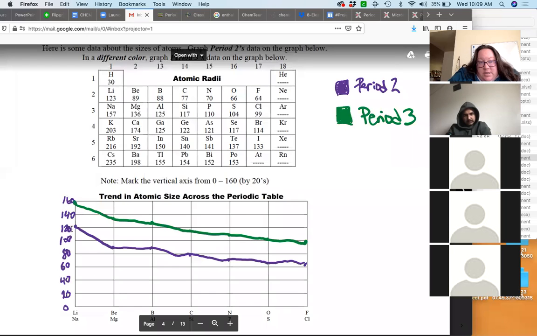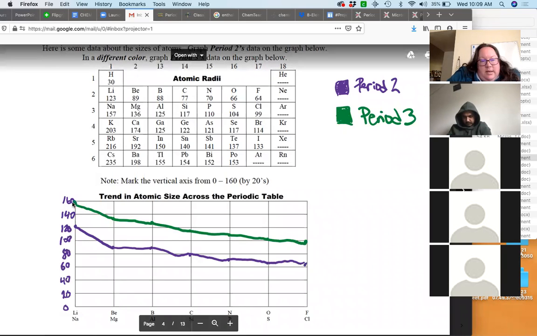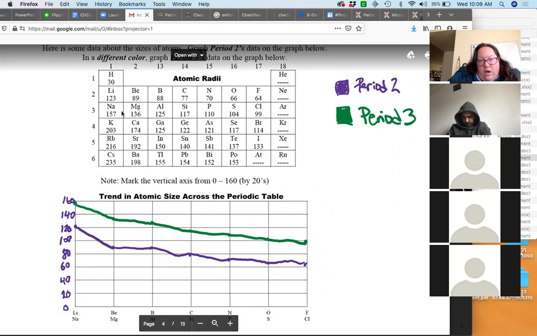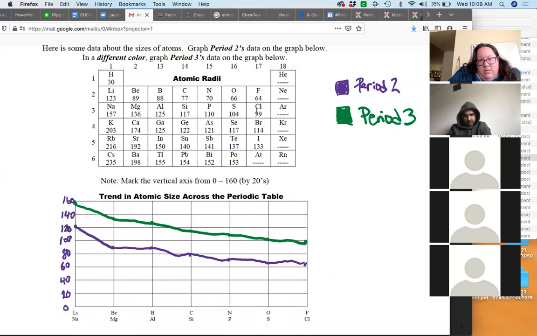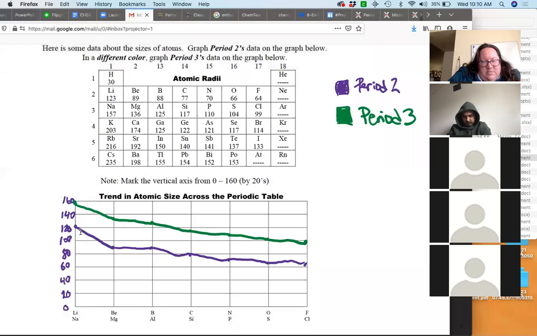The extent to which you start with a relatively large size and you're decreasing in size as you go across the periodic table. And then, as you go up in your periodic table, so as I go from period 3 to period 2, what's the difference in size? Am I getting smaller or larger?